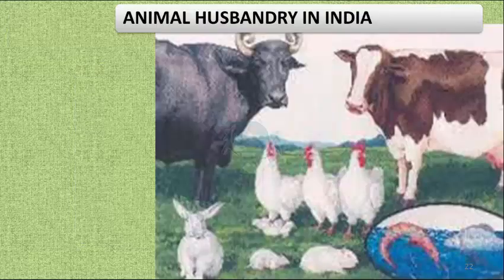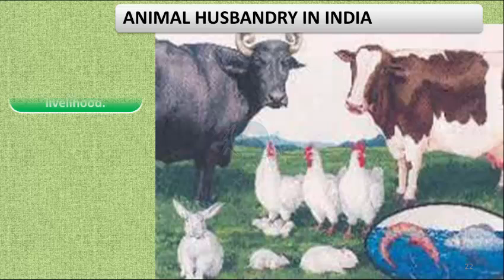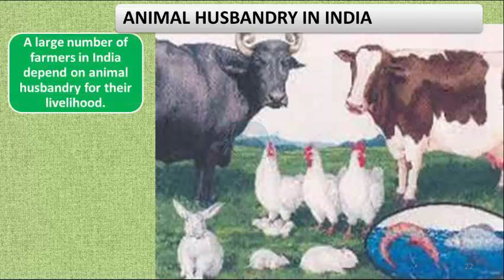Now let us move on to another important agriculture-related sector, that is animal husbandry in India. A large number of farmers in India depend on animal husbandry for their livelihood. In addition to supplying milk, meat, eggs and hides, animals, mainly bullocks, happen to be a major source of power for the farmers and others. Thus, animal husbandry plays an important role in the economy, especially the rural economy.